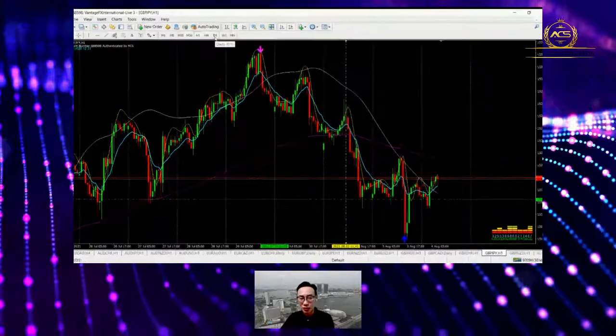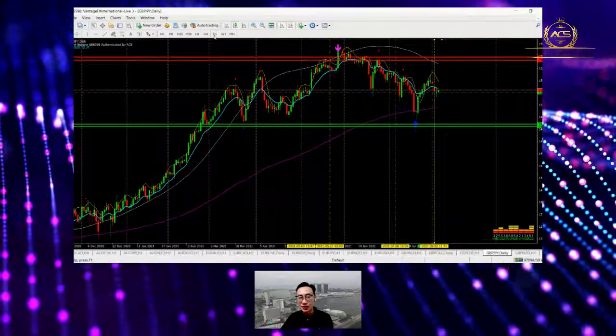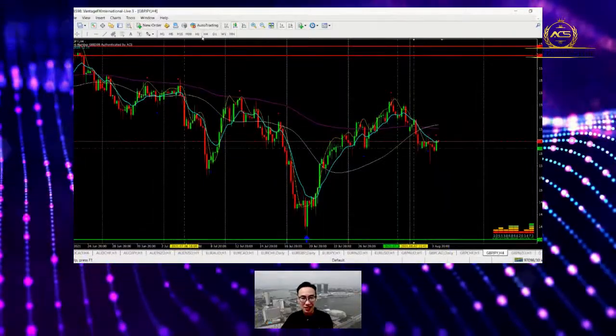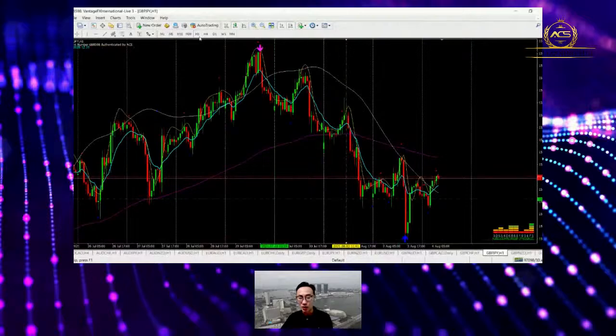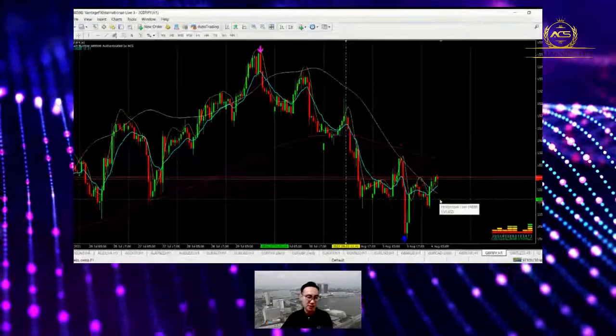Okay, so let's take a look at Pound Yen. All right, Pound Yen over here. Pound Yen is in the bear, but today it looks like it has some support and we are going back on the retracement. Let's wait for aqua to cut below the white line under my system.